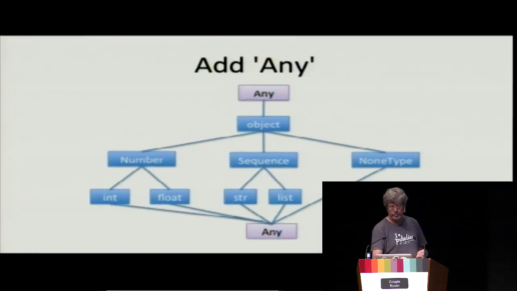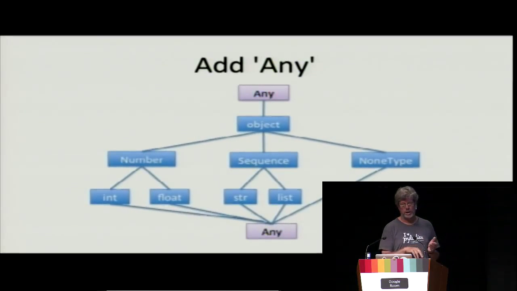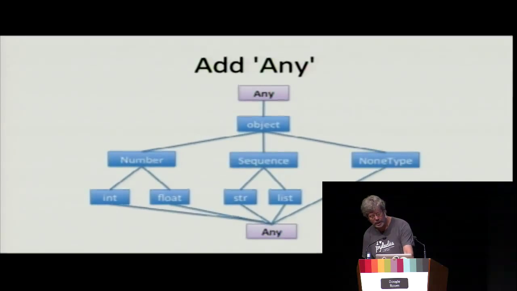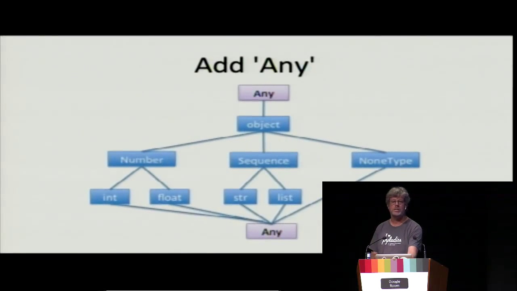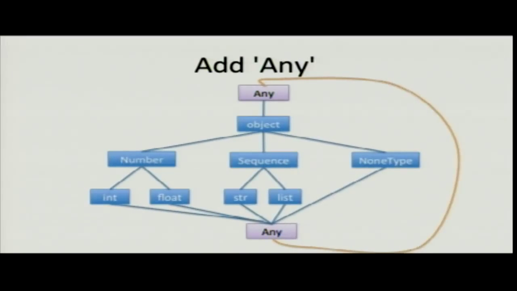Now let's add any. So any is sort of a superclass of object. It's even higher up in the type hierarchy, but it's also at the very bottom. And if you were to think of this in terms of a classic subclass relationship, everything becomes a mess. Because now you can prove that every class in this hierarchy is a subclass of every other class in this hierarchy, which completely collapses everything to a big muddy ball of everything. So we don't want that.